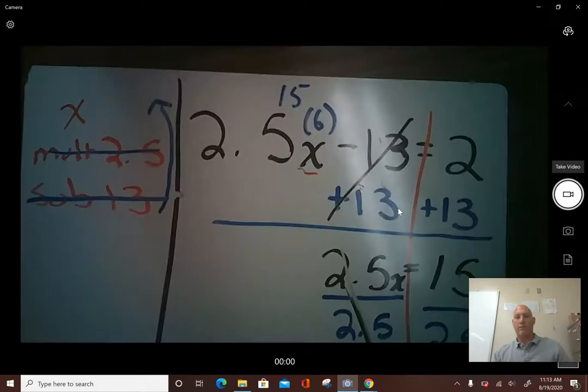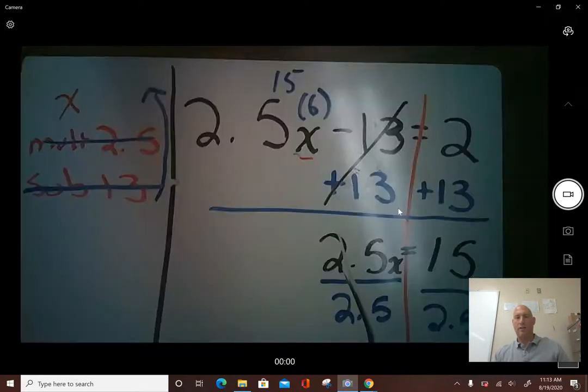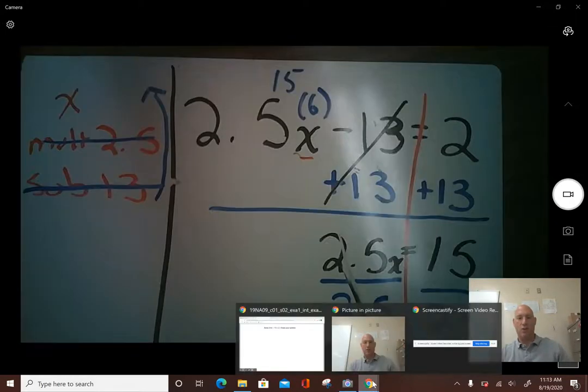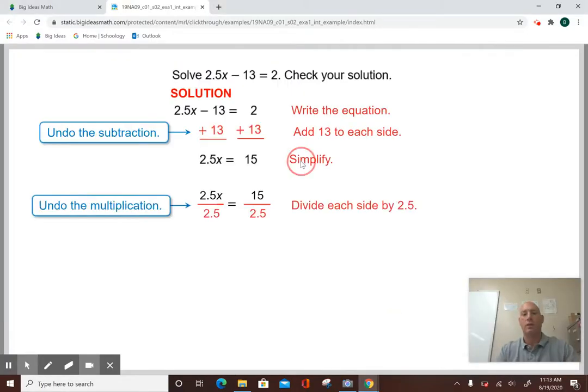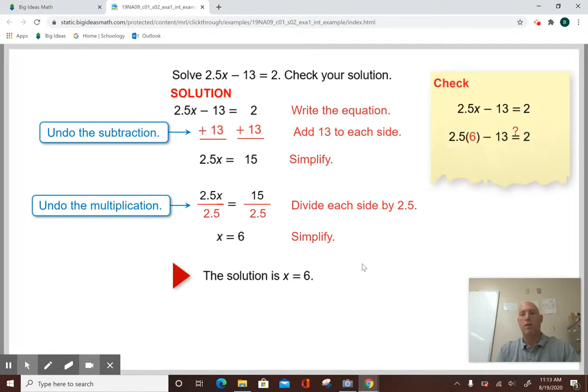2.5 times 6 is 15. Maybe, since this isn't showing that well, I'm going to skip back to here, and this will probably have the check in it. This was all the same work we did. No changes, okay? Now this is us checking. 2.5 times 6 is 15. 15 minus 13 is 2. 2 equals 2. So this was a true statement. If I plug 6 in there, we did it correctly.